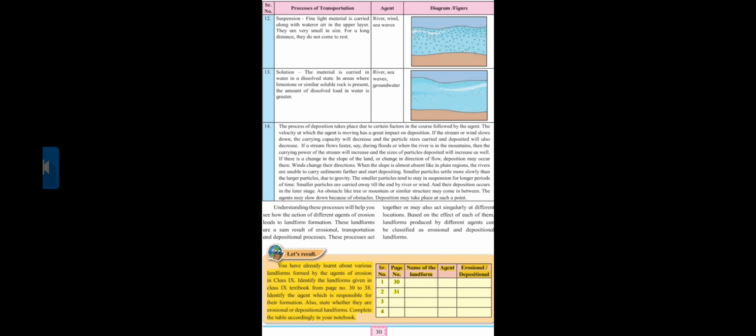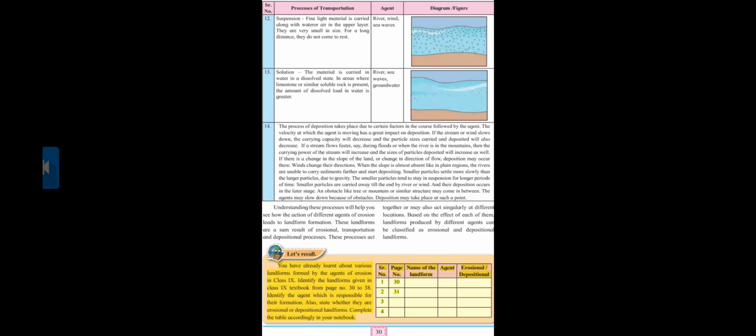Next we come to the process of transportation, page number 30, that is suspension and solution. Now over here, point number 12: fine light material is carried along with water or air in the upper layer. They are very small in size. For a long distance they do not come to rest. In this, the agents are river, wind and sea waves.